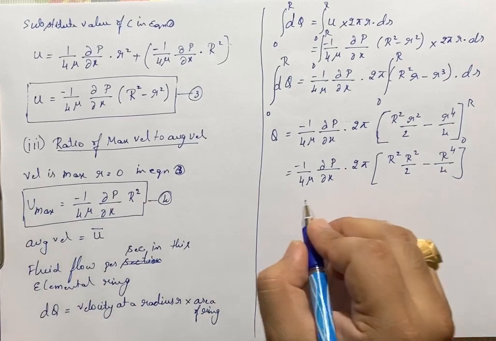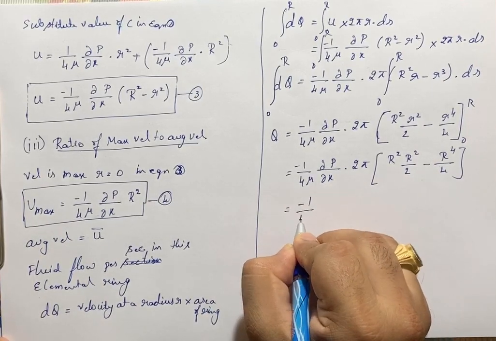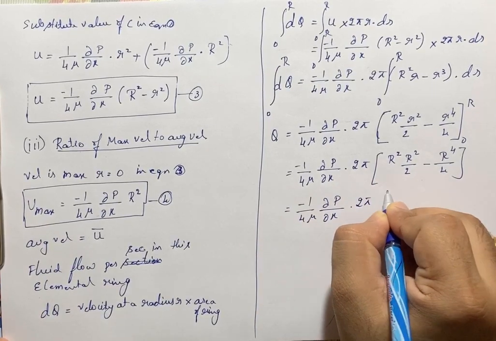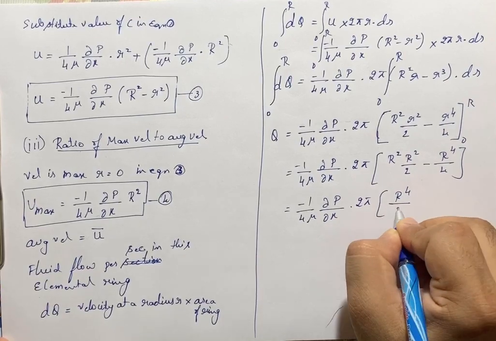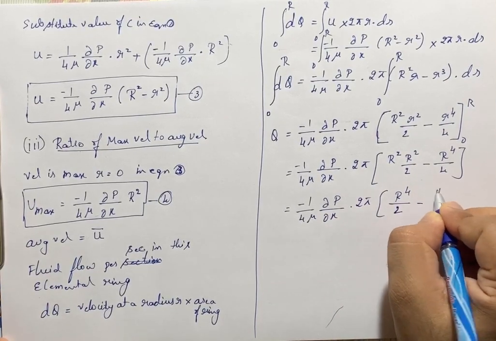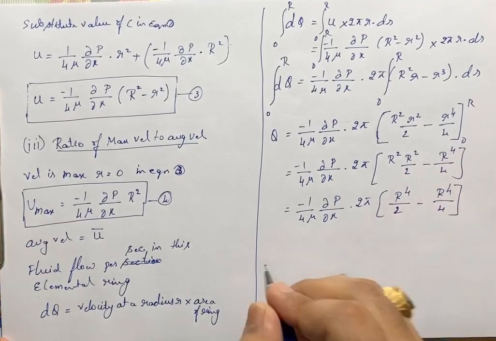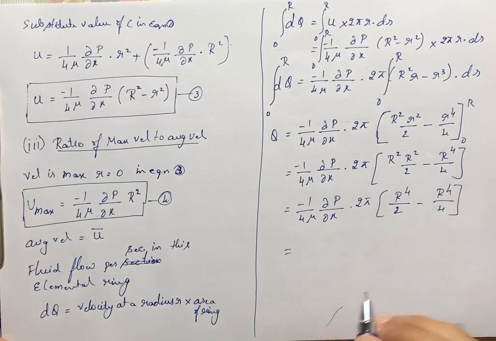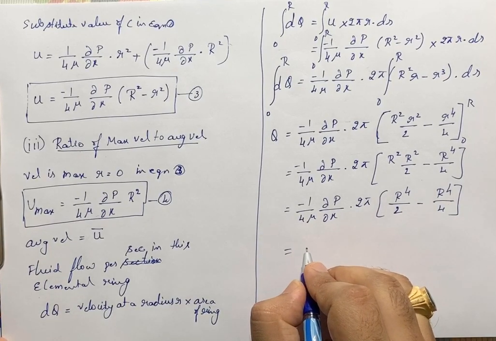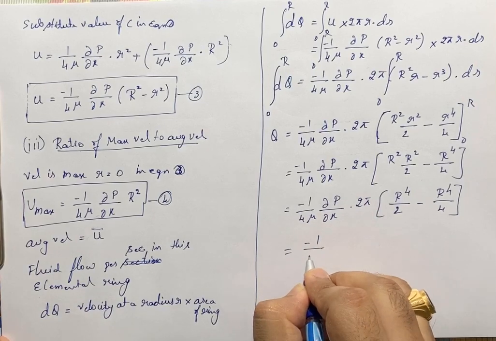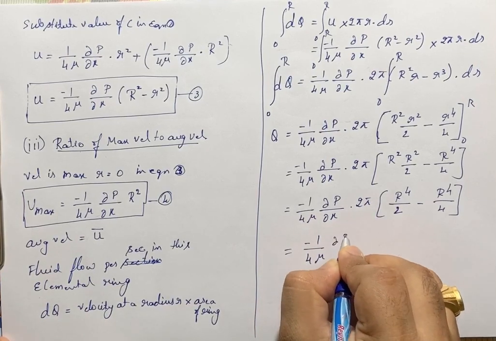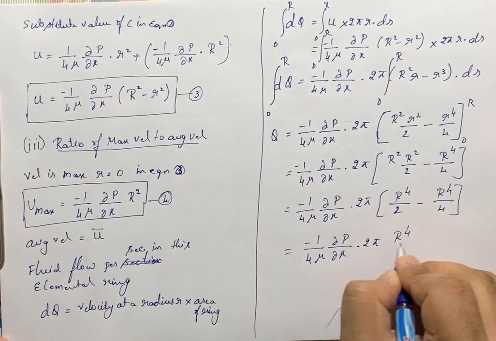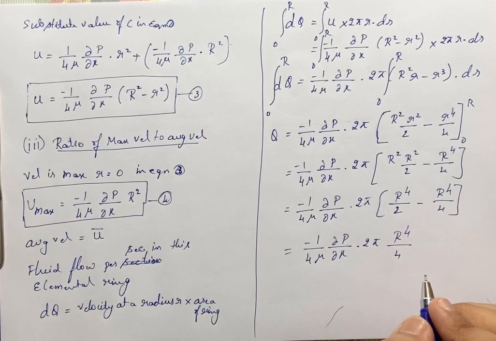So I no need to write it once again, and this becomes minus 1 divided by 4 mu, dou p by dou x, into 2 pi into r raised to 4 divided by 2 minus of r raised to 4 divided by 4 here, right. Now when I subtract r raised to 4 divided by 2 minus r raised to 4 divided by 4, I will be getting r raised to 4 divided by 4 itself, right. That is 1 divided by 4 mu, dou p by dou x, into 2 pi into r raised to 4 divided by 4 here, right.